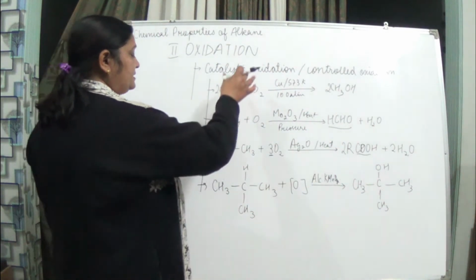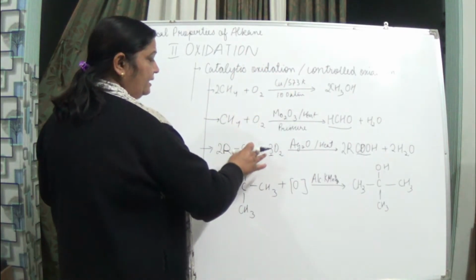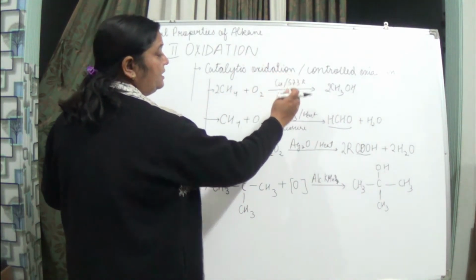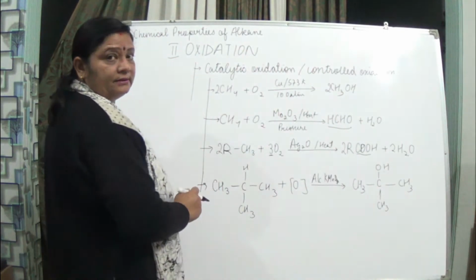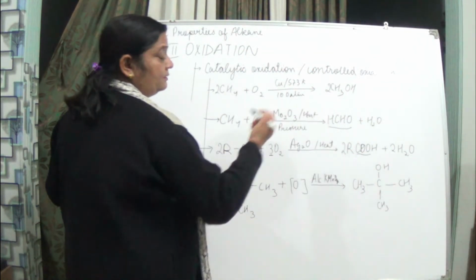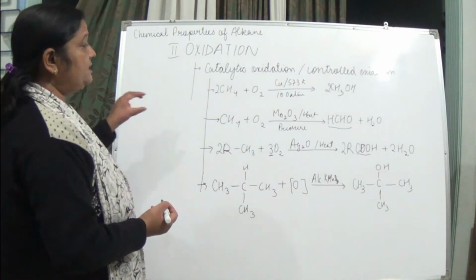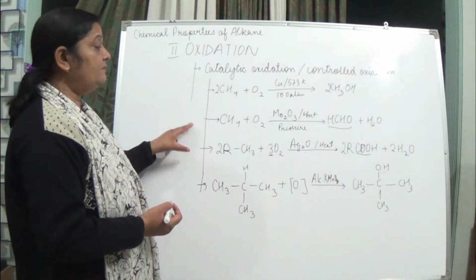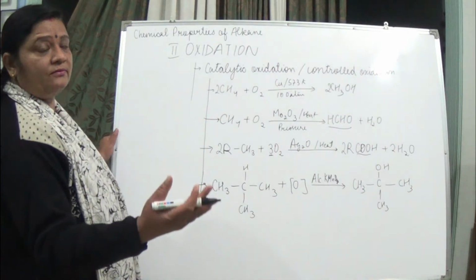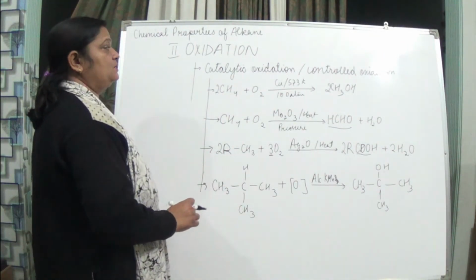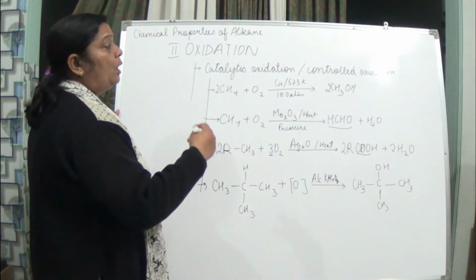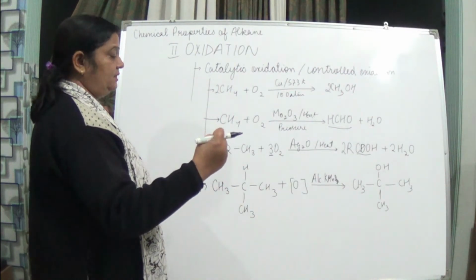So you can see basically everywhere alkane is used, but when we are using a different reagent, we are getting alcohol, aldehyde, and here we have got an acid. Here it is combining with oxygen in the presence of some reagent. So this type of reaction is known as what? Catalytic oxidation or controlled oxidation.